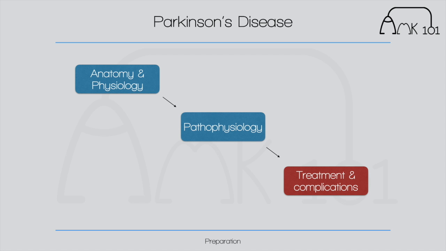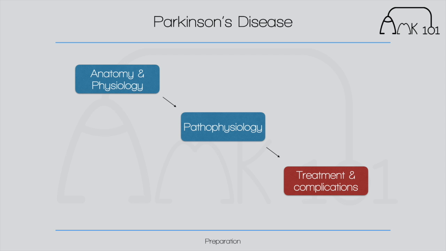So we've got a rough overview of Parkinson's disease here. So we've got the anatomy and physiology, so that's what happens normally in a healthy person. Then you've got the pathophysiology, what's gone wrong in someone that's got Parkinson's. And then finally there's the treatment and the complications.